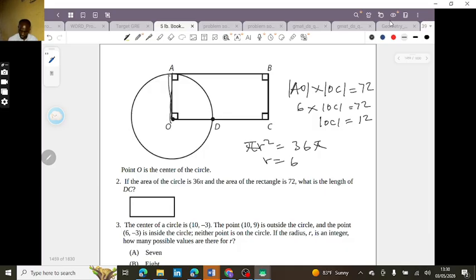But what we are looking for is DC. Then we say that DC equals 12 minus 6, since OD is 6. So that equals 6. So we can actually put 6 there. All right, I think we can go back. So this is the topic; what is covered is supposed to be able to solve all these questions.